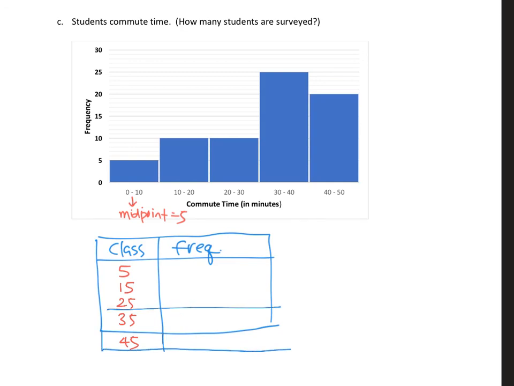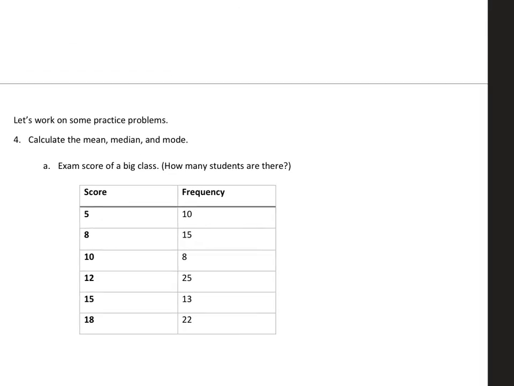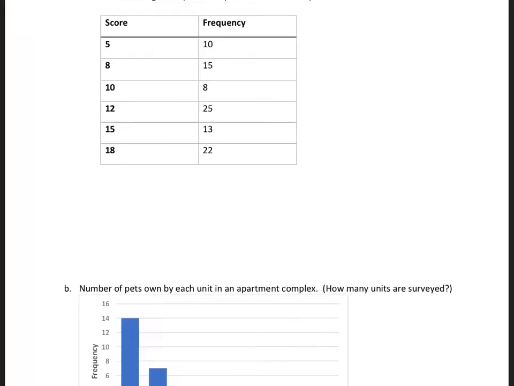So I'm going to create a frequency table, and then I'm going to look at the frequency. The first bar frequency is 5, and the second bar frequency is 10, so I'll just copy the frequencies: 5, 10, and then 10, 25, and 20. So what I can do is translate this bar graph into a frequency table. Then I use the same strategy as before to calculate the mean, median, and mode. All right, so I'm going to stop here. I'm going to have you finish number 4, and that will be the end of the worksheet.